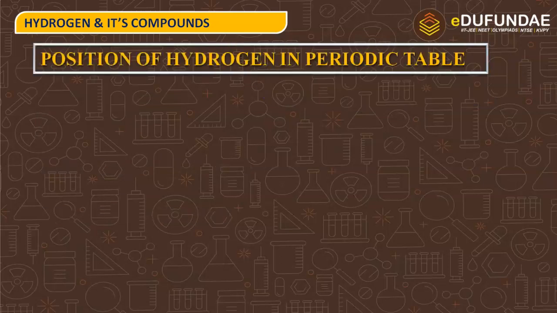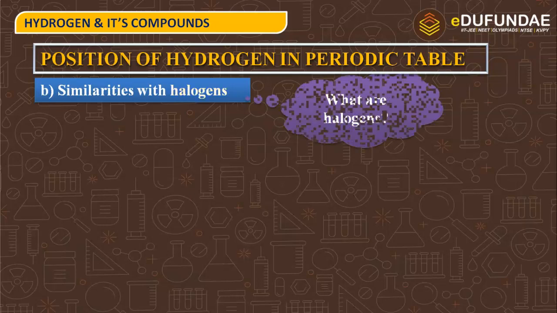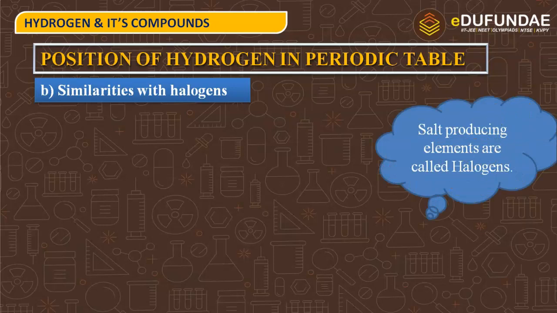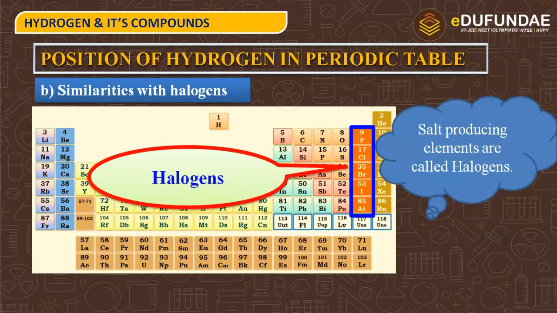Next is position of hydrogen in periodic table. Now let us discuss the similarities with halogens. What are halogens? Halogens are salt producing elements. जो elements salt produce करते हैं, those elements are known as halogens. For example, this is a periodic table, and group 17 elements are known as halogens.